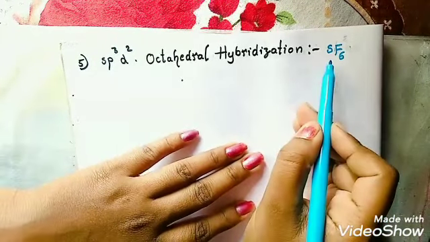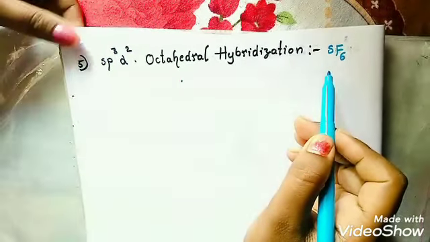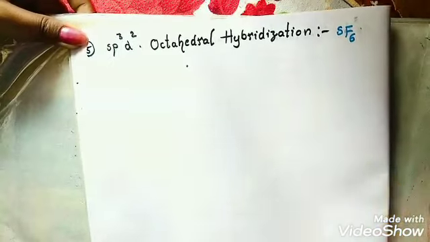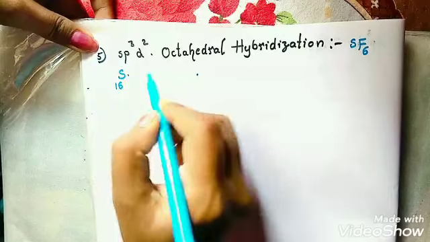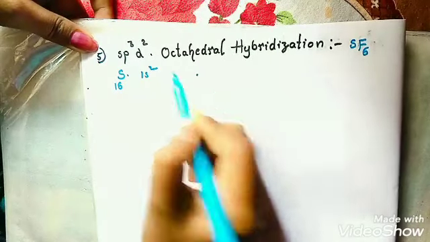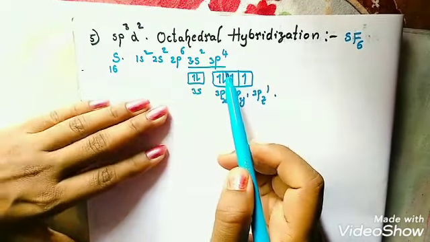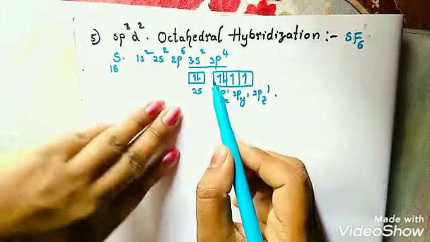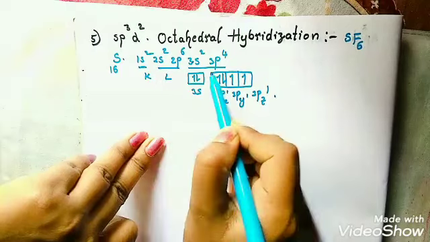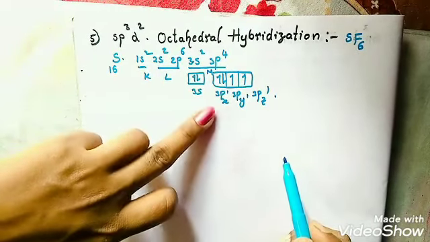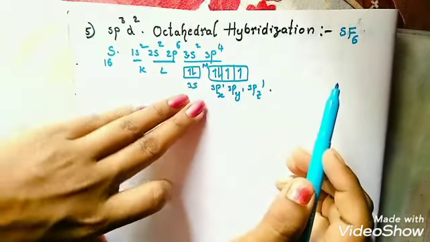Number 5. Example is SF6, sulfur hexafluoride. So students, here the central atom is sulfur. If you write the electronic configuration of sulfur with the help of its atomic number, that is 1s2, 2s2, 2p6, 3s2, 3p4. Then if you draw the shells for this, first shell, second shell, that is K, L, M. So students, M is the third shell, so this is the outermost shell, that means valency shell.